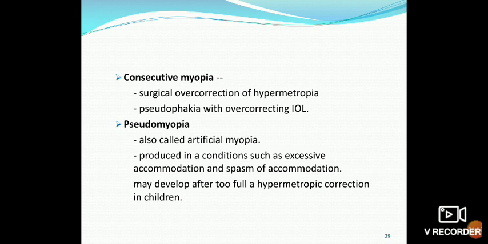What is pseudomyopia? Also called artificial myopia, also called spurious myopia. As I have told you, this is due to excessive accommodation of the eye. There are various factors responsible for the excessive accommodation.